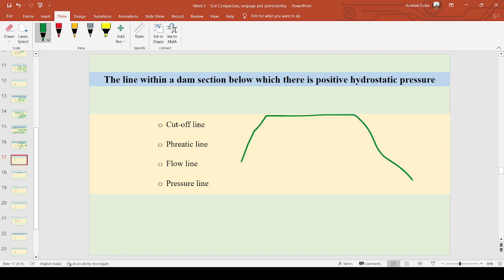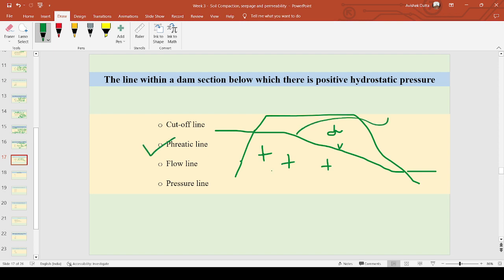This is a dam section, upstream side and downstream side. Then this is the upstream side, this is the water level, and on the downstream side, this is the water level. There is a line of flow, the first line of flow of water. Above it is dry. This is positive hydrostatic pressure. This line is called the phreatic line. Clear? This is the upstream side. This is the downstream side.